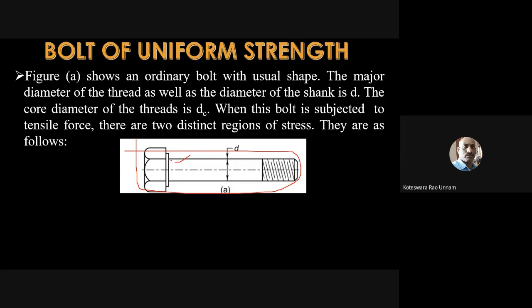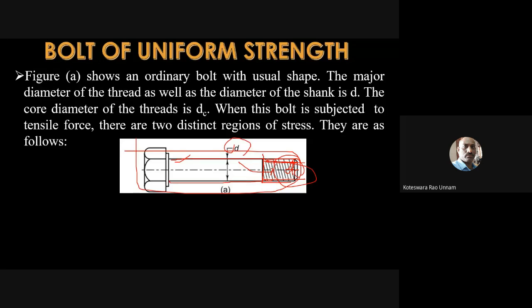If you look at the diameter of the bolt, the shank portion diameter is D, whereas the threaded portion diameter is also D. But because you are cutting the threads here, the core diameter or root diameter of the thread is going to be some DC. This DC is smaller than D. So here the diameter is smaller, which means there is a change in the cross section, and because of that you have a stress concentration.